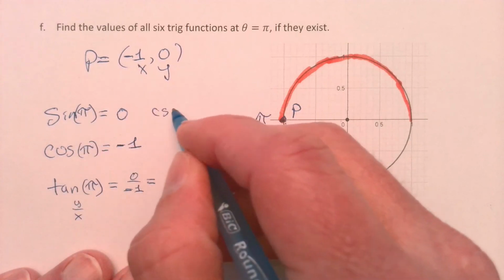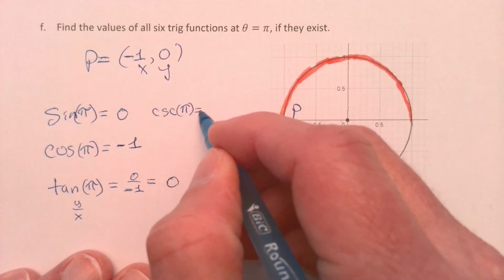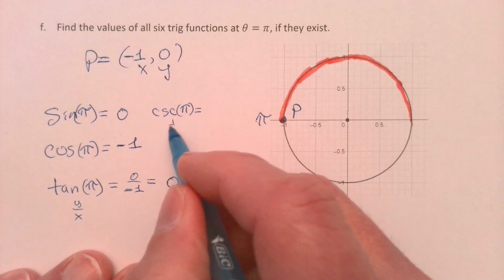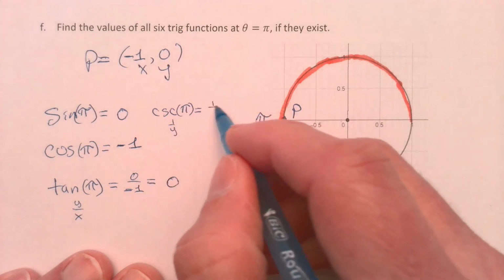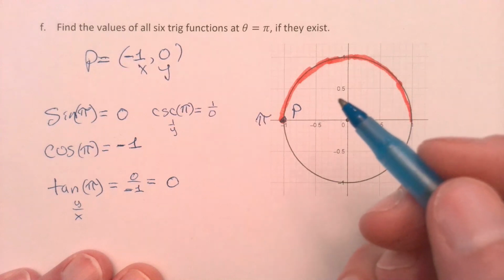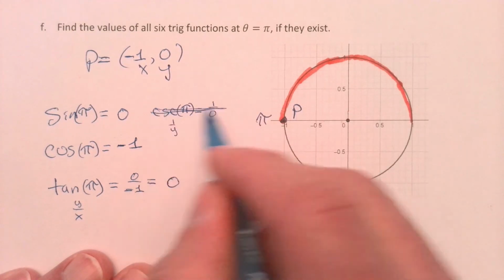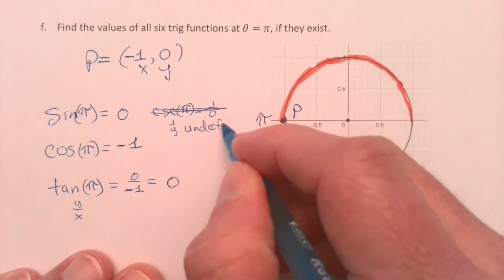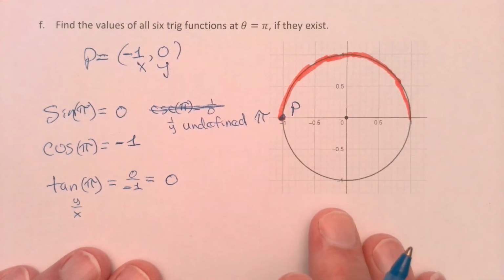How about cosecant of pi? Well, cosecant of pi is 1 over y, if you look back on that chart, and that's going to ask you to divide by 0, and that does not exist. It's undefined. So we can't do this one. Or if you must make a report, you would write undefined. Probably shouldn't leave it blank. Somebody will think that you don't know what you're doing.